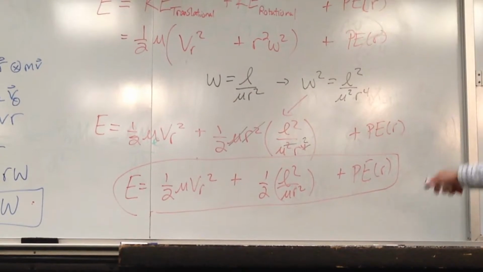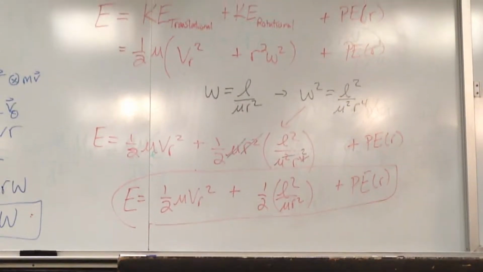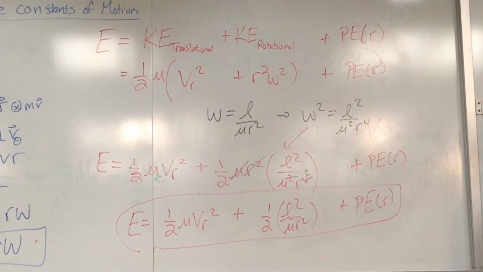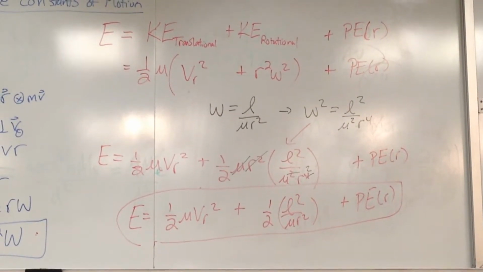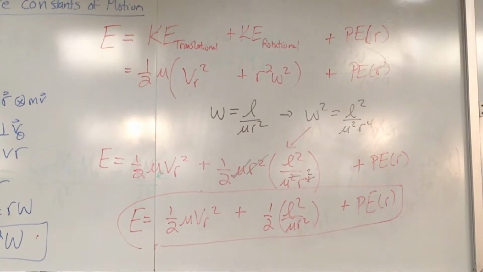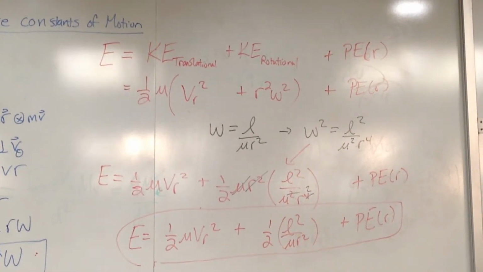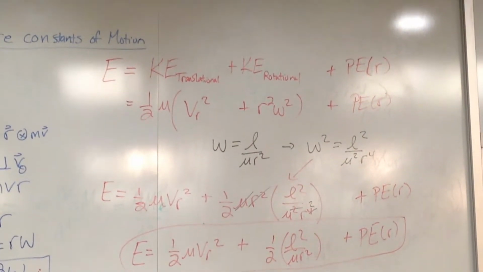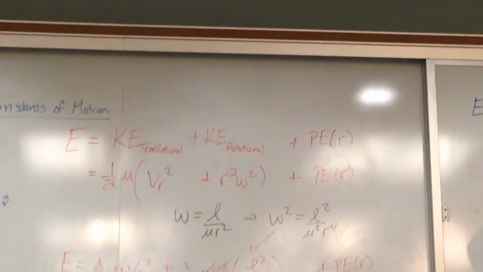Now, this of course is acceptable, but typically you would see this written in a different way. You would see in particular that this equation is usually written as E is going to be equivalent to the kinetic energy plus the effective potential energy. To put it back to the general idea of energy conservation. And in doing this, we would say that the effective potential energy is going to be this term, 1/2 L squared over mu r squared, plus the true potential energy due to the central force.